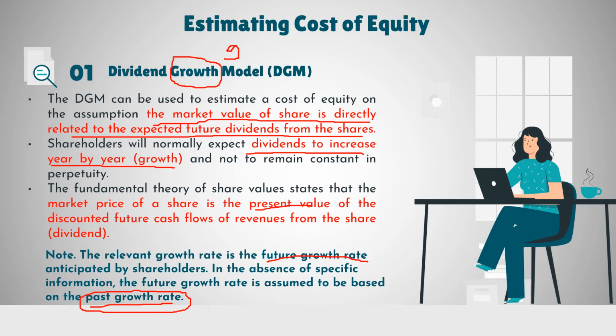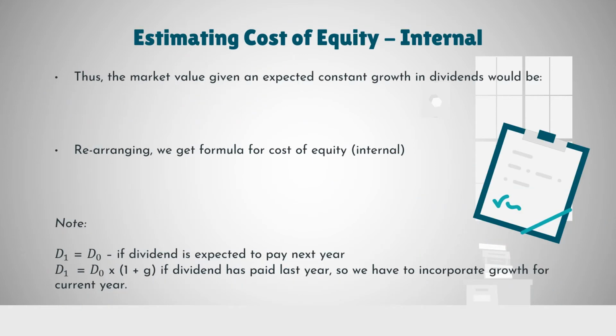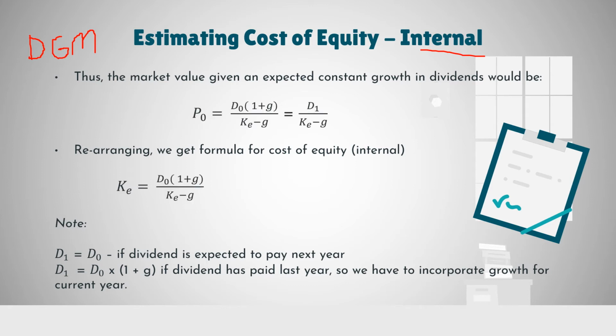Okay, so next kita tengok macam mana dia kira dalam untuk estimate cost of equity untuk internal, kita guna by using the formula of DGM tadi. So kita belajar sekarang dividend growth model, DGM. So macam mana kita use the formula untuk calculate the cost of equity untuk internal. So the market value give an expected constant growth in dividend would be, okay, this one is the formula.